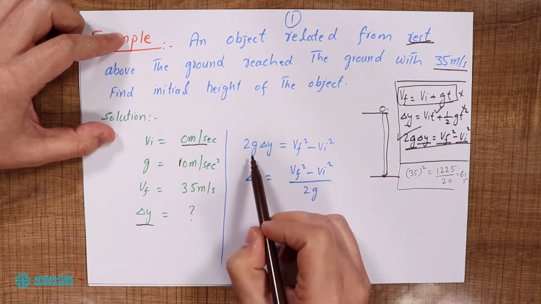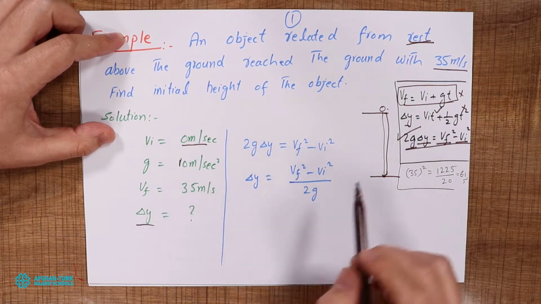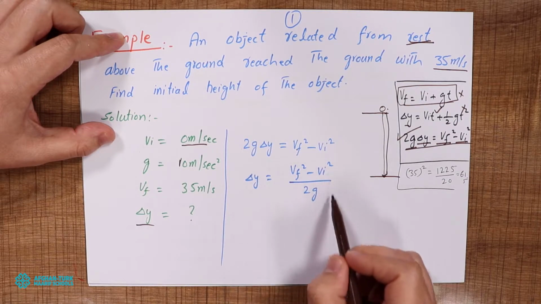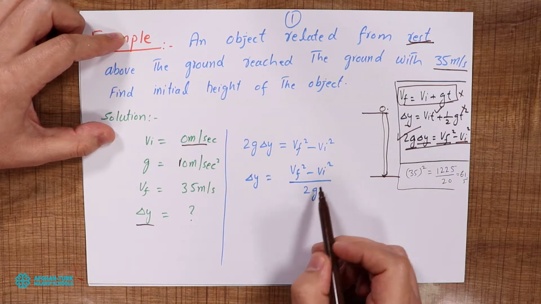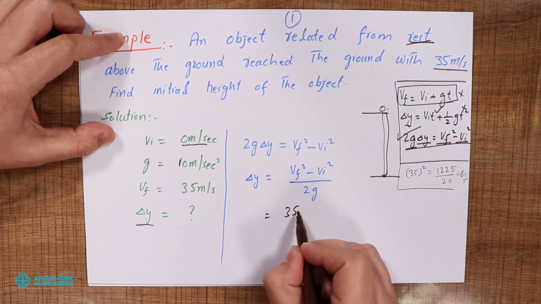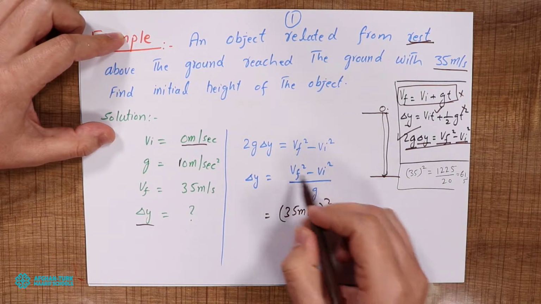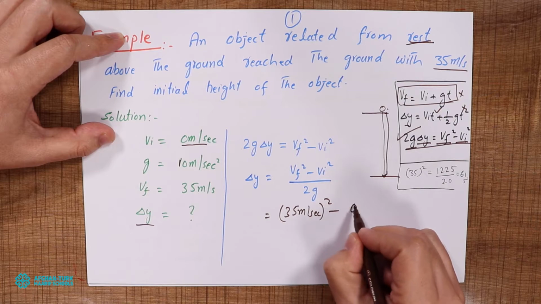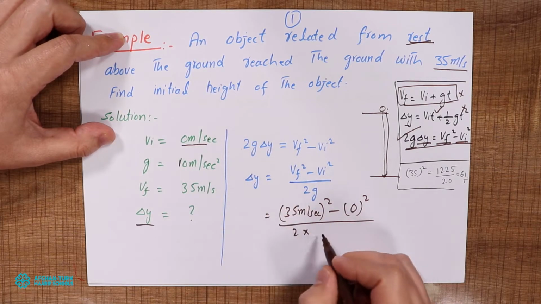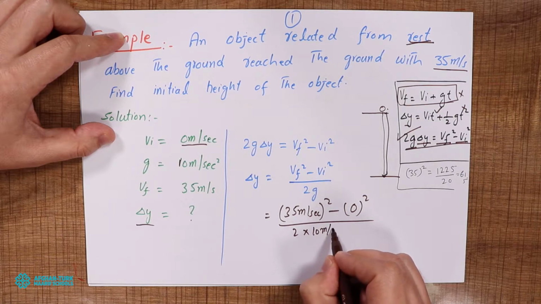Here I already wrote 2g delta y is equal to vf square minus vi square. Now if we shift the 2g to the right side, the equation becomes delta y equals vf square minus vi square divided by 2g. Now put the values here. Vf square is 35 meter per second whole square, minus vi square, which is equal to 0, and 2 multiplied by g value. Normally we will use 10 for the simplicity of the calculation.